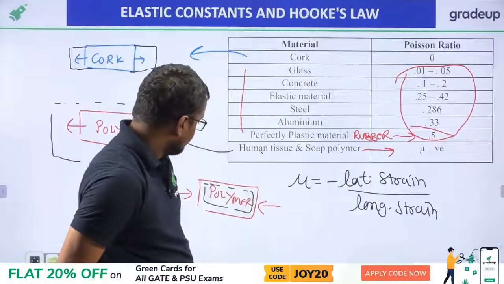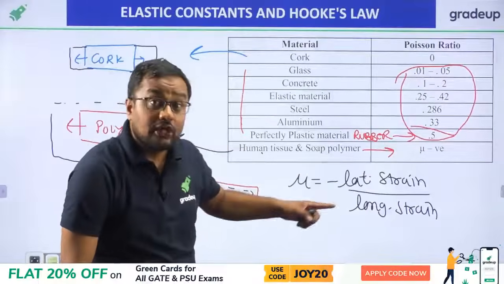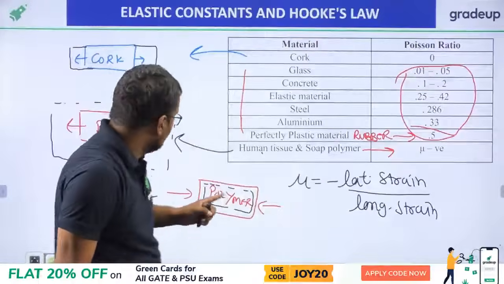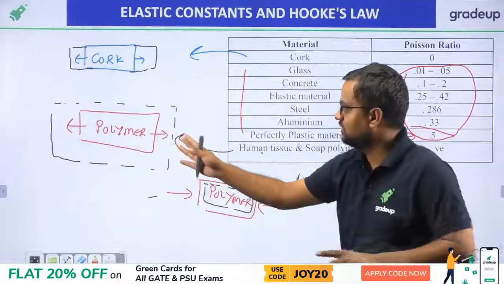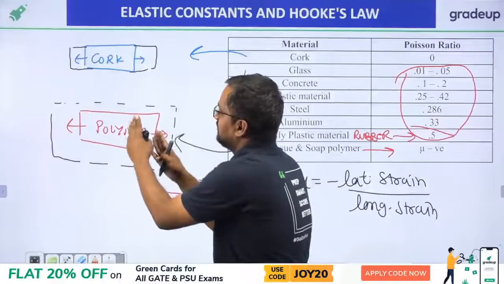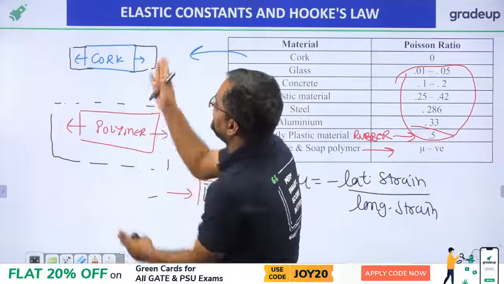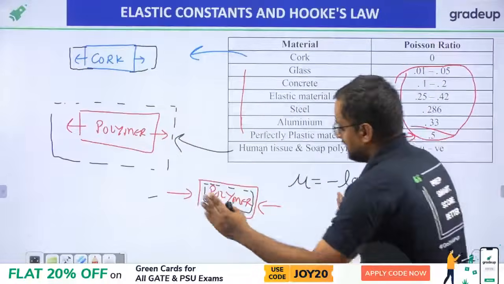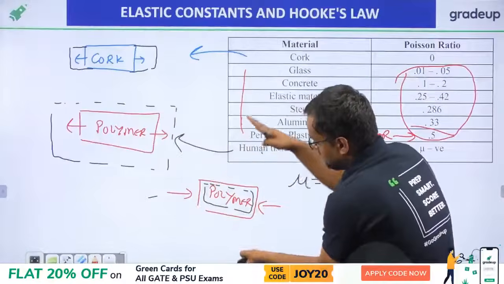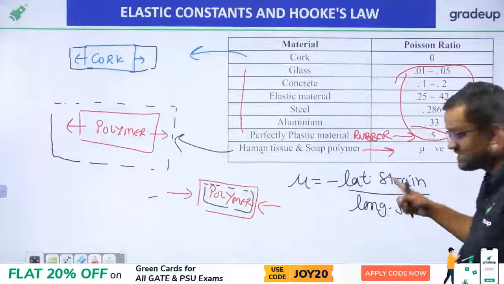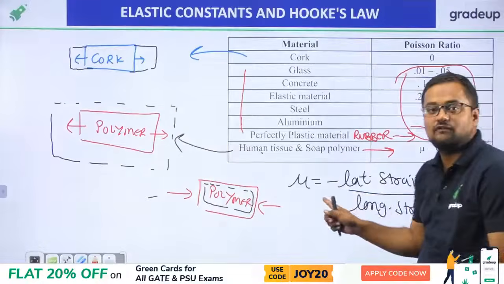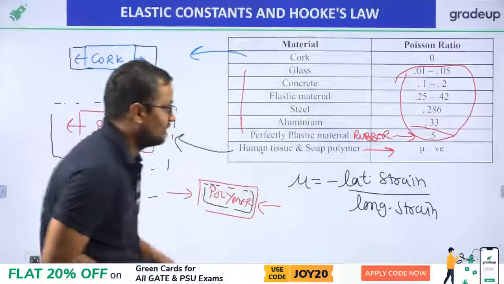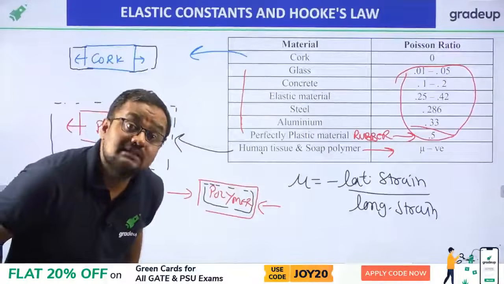My friends, if mu is negative, then I have shown you, applying this force, it will be elongating in the longitudinal direction, and it will be elongating in the lateral direction. Similarly, it will be contracted in this direction and in this direction. Both are of the same sign. Therefore, they will cancel out, and there is a minus in the formula, so mu will be negative.